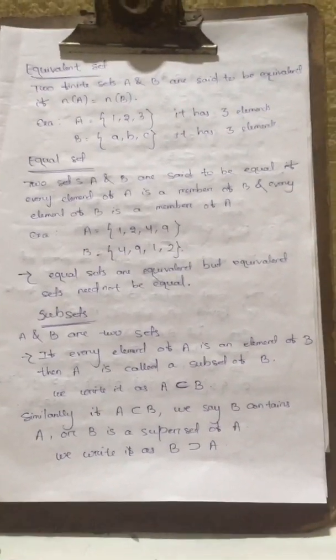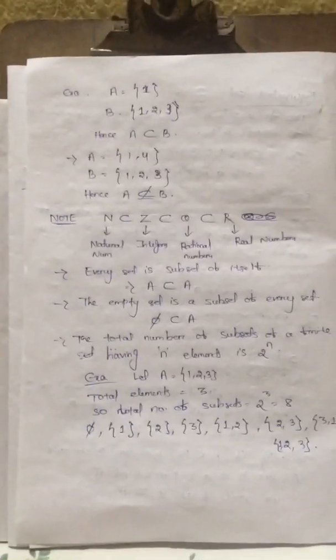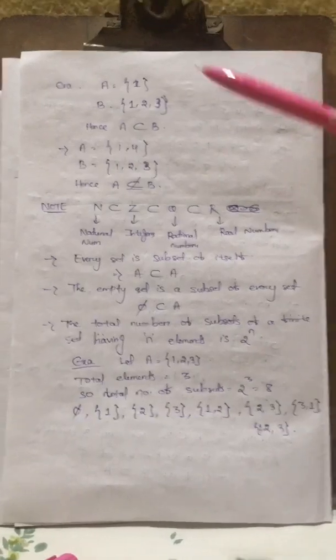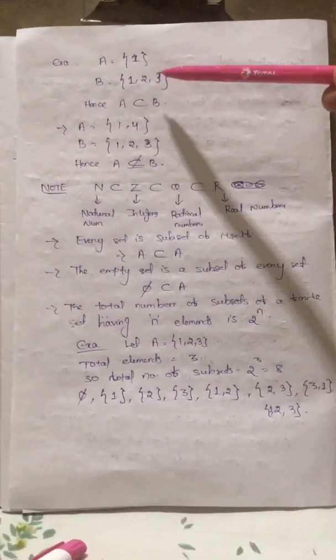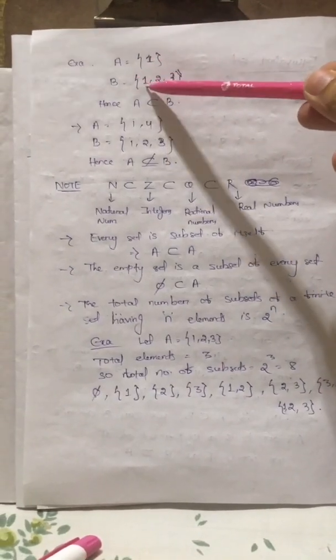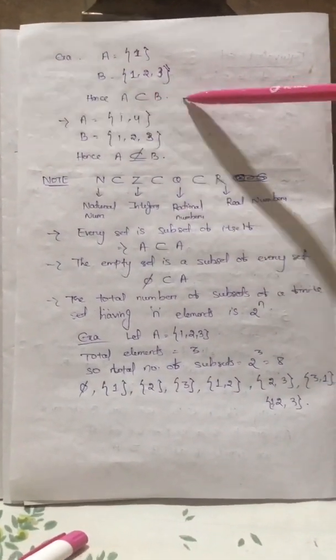Next we'll see what are the applications of this. So I have given one example. Set A contains the element 1, set B contains 1 to 3, meaning all the elements of A are in B, so we'll write that A is a subset of B.